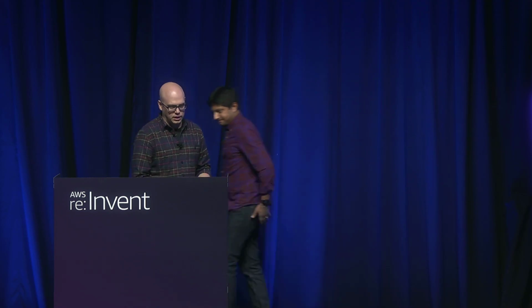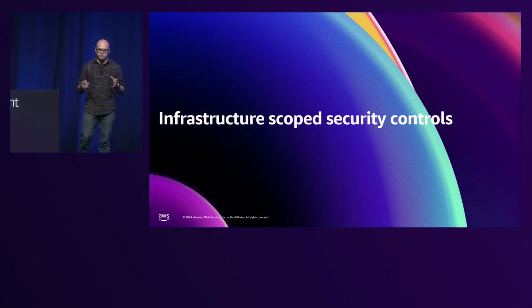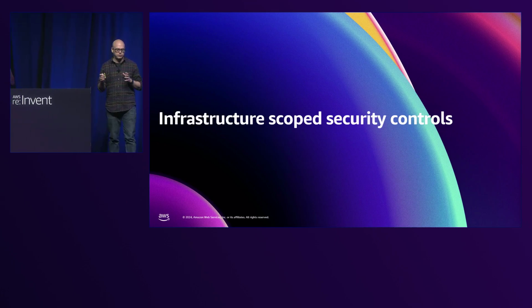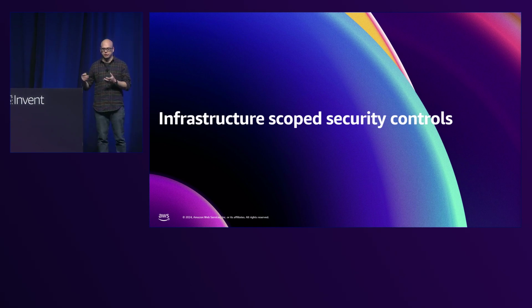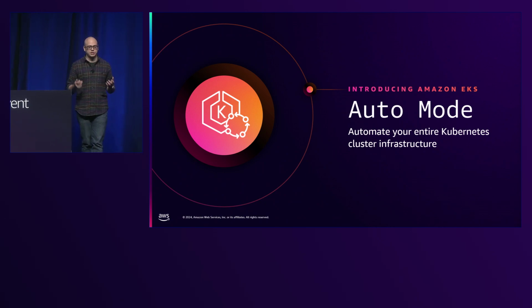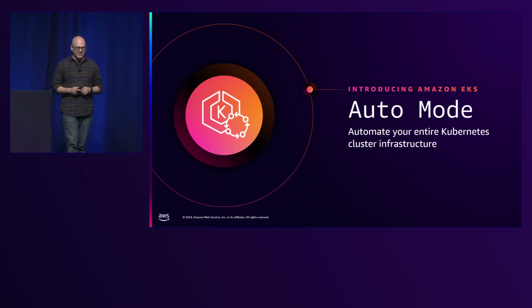Thanks, George. So the next section is around infrastructure scope security controls. As George talked about, we are separating cluster from infrastructure. By infrastructure, we really mean where do your containers run? And the first thing that we're really excited to talk about is EKS Auto Mode. This was just launched yesterday, so you're getting the fresh stuff.